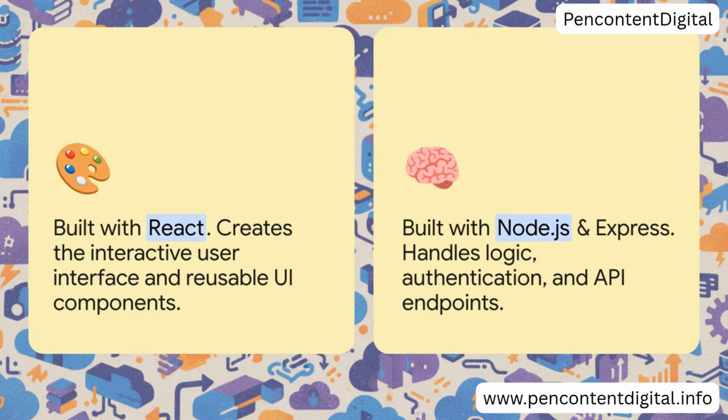First, there's the stuff you actually see and interact with. The buttons you click, the lists you scroll through, that's called the front end. And for us, it's all built with React. But then there's the brains of the operation, the part you don't see. That's the back end, built with Node.js and Express. It's the engine that handles all the logic, all the data, and makes the whole thing actually work.